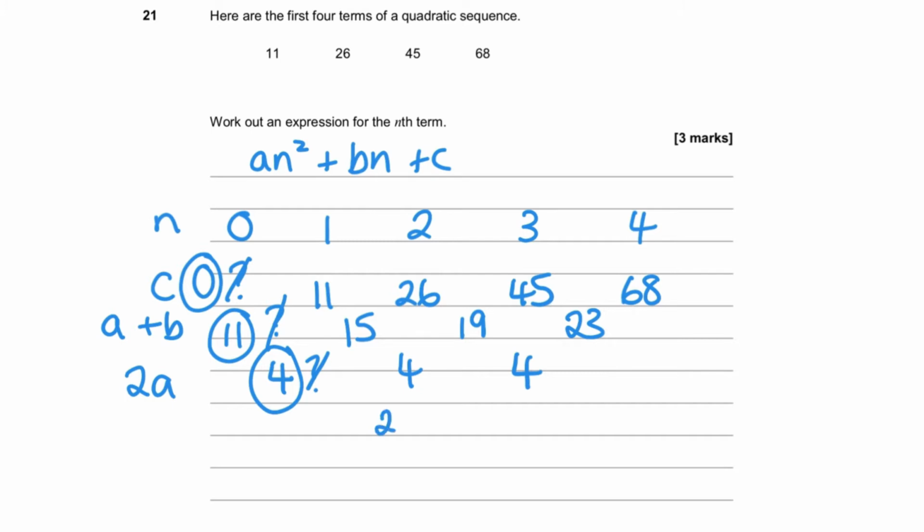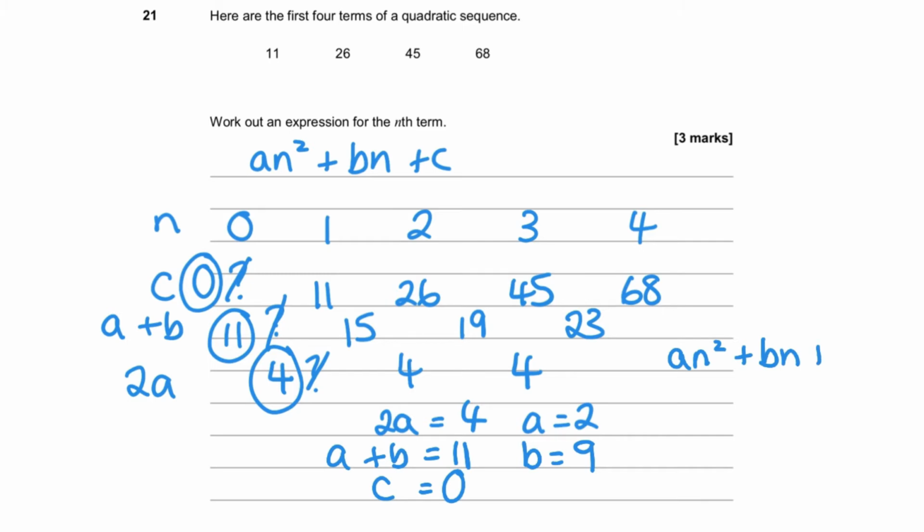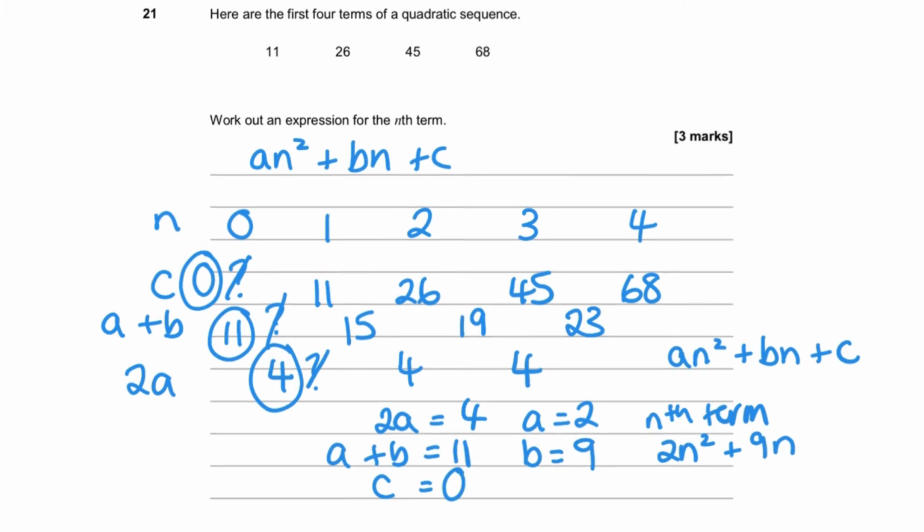So if 2a is equal to 4, we can say that a is equal to 2. So if a plus b is equal to 11 and a equals 2, b must equal 9, and our c value is the first one in the row, so that's 0. So we can say that an squared plus bn plus c, and we've got values for this now, so our nth term is 2n squared plus 9n plus 0, so we don't need to write that in.